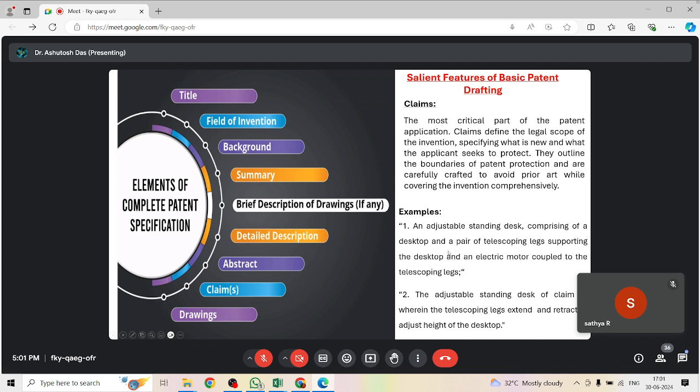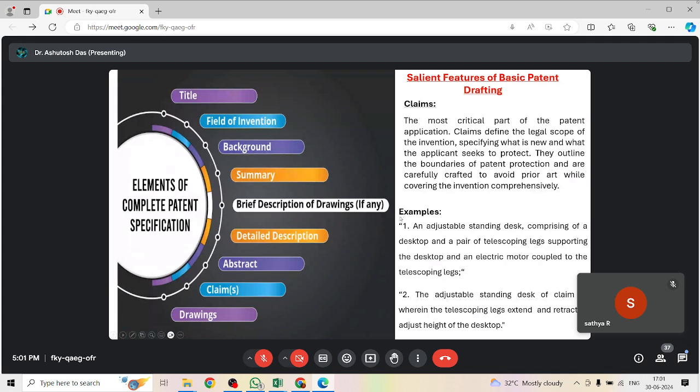Now, more specification you can write for that. For example, more details of that. The adjustable standing desk as claimed in claim 1, wherein telescopic legs extend and retract to adjust the height of the desk. So, more expansion of that. This is the summary. Now, what the legs consist of, they can explain. What this consists of, they can explain.